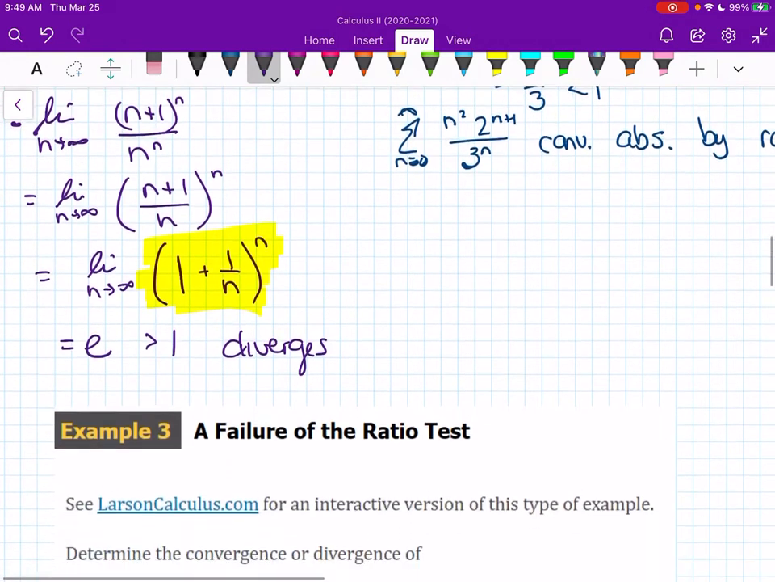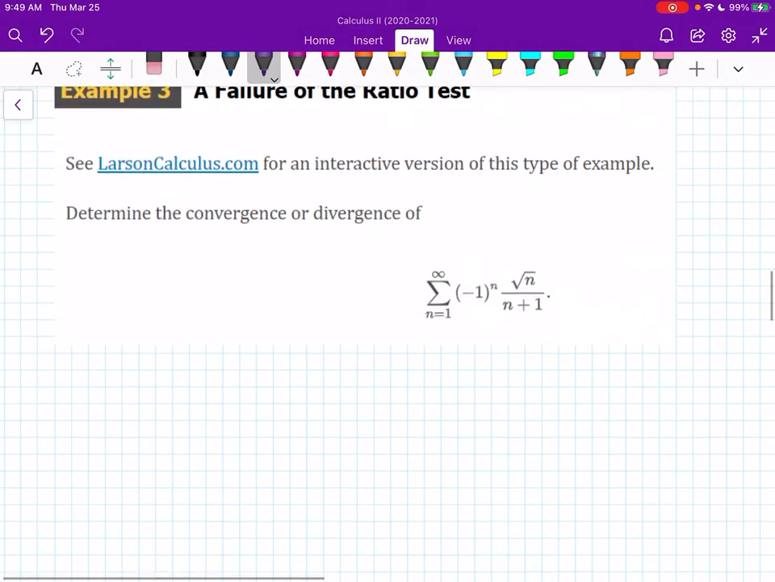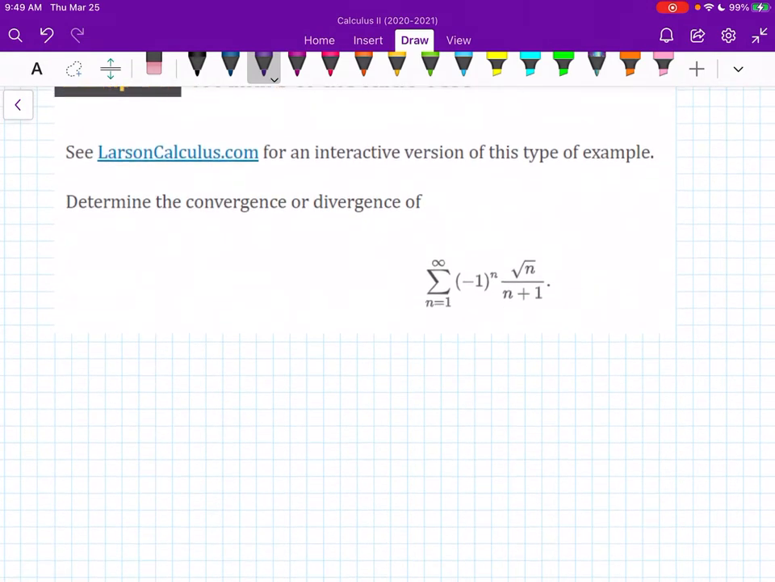All right, next, let's look at when the ratio test is not going to work for us. What does that look like? All right, so here's an example. We want to figure out the convergence or divergence from 1 to infinity of the alternating series square root of n over n plus 1.